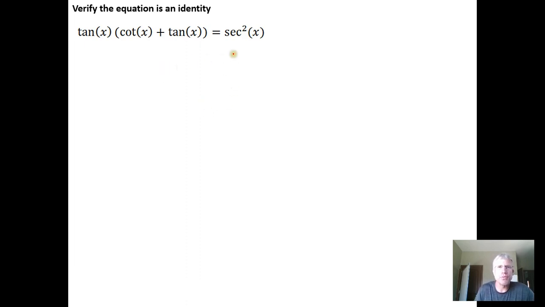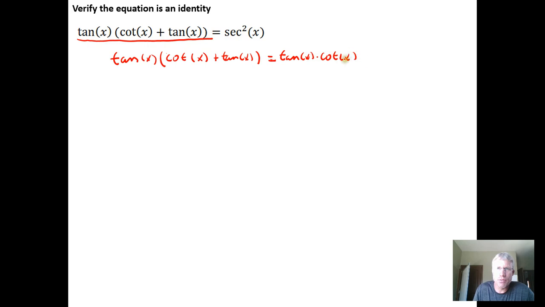So here's another example. Again, look at the two sides and select the one that looks to be the more complicated. I'm going to argue that the left-hand side looks more complicated than the right-hand side. I'm going to rewrite the left-hand side of the identity, or the thing I'm trying to prove is an identity. And then what I'm going to do next is use the distributive property to distribute the tangent into the parentheses. So I'm going to get tangent of x times cotangent of x plus tangent times tangent, which is tangent squared of x.